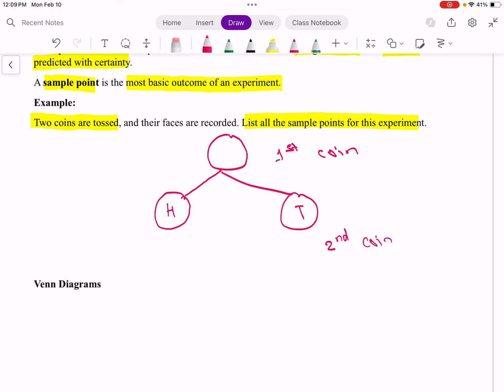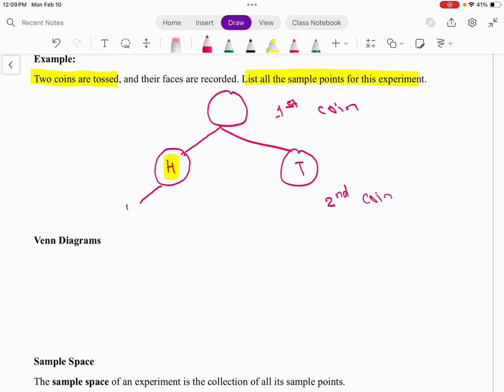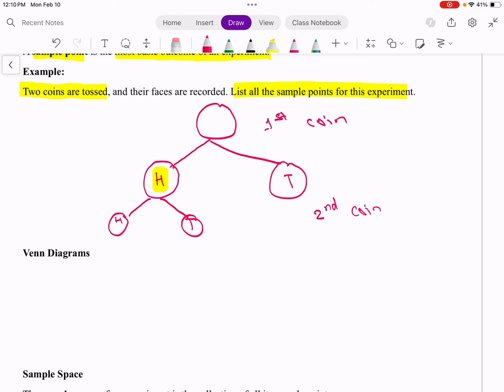Now when you toss the second coin, let's take that we have head from our first coin. What are the outcomes that you will see in the second coin? Head or tail, right? Now in the second coin we might get head or we might get tail. So this is for the second coin. Now if we had tail on our first coin instead, what are the outcomes for the second coin? It's going to be head or tail, right?